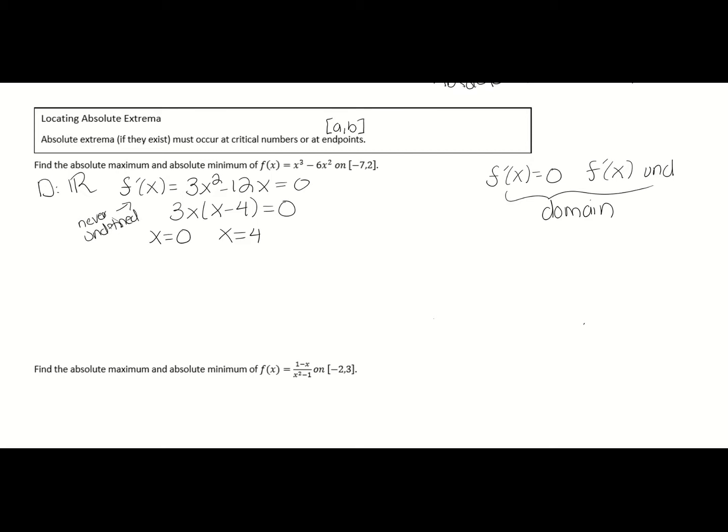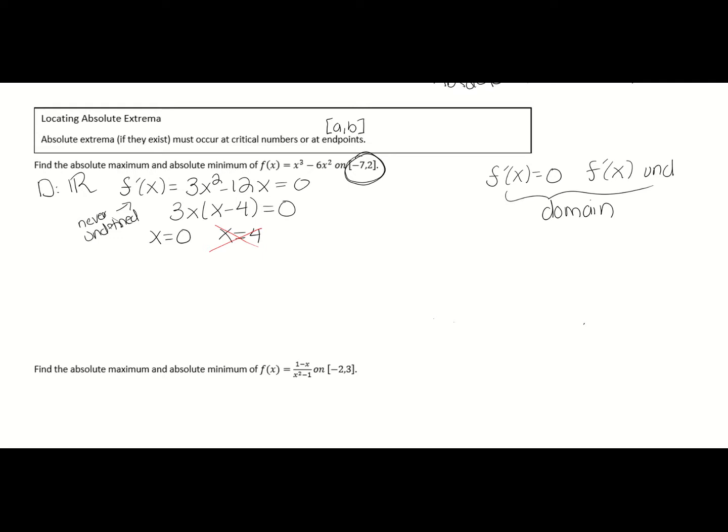So you only need to check when it's 0. But the key is I'm only checking on the interval [-7, 2], so this critical number 4 is out. You don't need to check it, since 4 is not between -7 and 2. So you only are going to have to check 0, and the key here is to also check the endpoints.